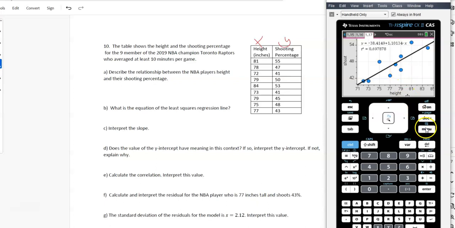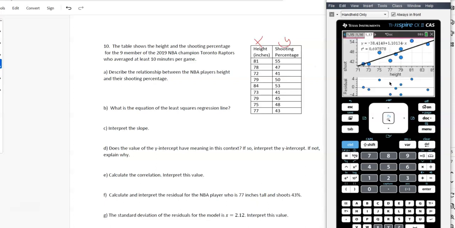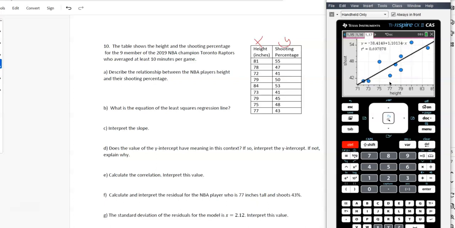If you want to look at the residual plot for fun, residuals, residual plot. The residual plot looks pretty scattered, right? So I'm pretty happy with that. I'm going to Control Z to undo that. But so I think it's definitely linear. The residual plot is scattered, so it's definitely linear.